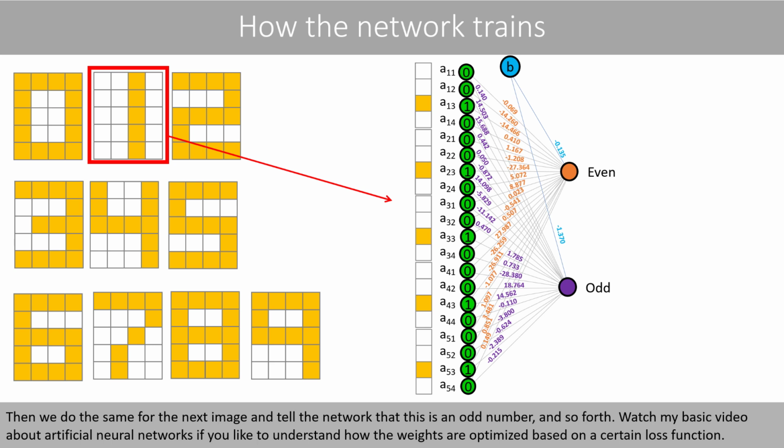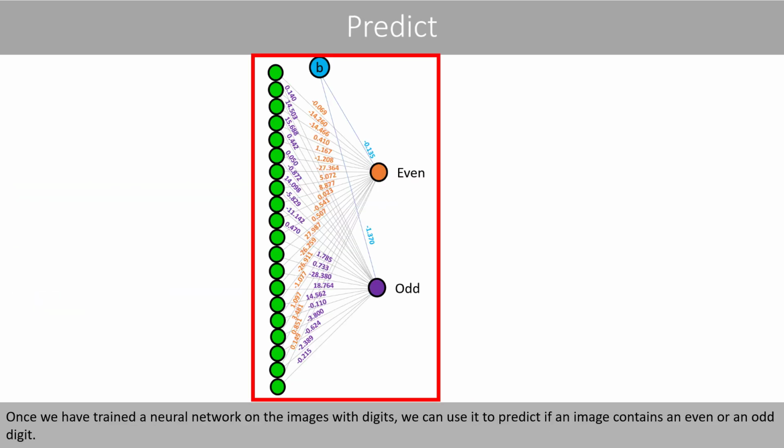It will then change the weights so that it predicts that it is an even digit. Then we do the same for the next image and tell the network that this is an odd number, and so forth. Watch my basic video about artificial neural networks if you like to understand how the weights are optimized based on a certain loss function. Once we have trained a neural network on the images with digits, we can use it to predict if an image contains an even or an odd digit.